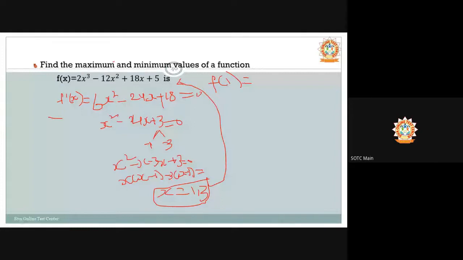So it will come 2 into 1 means 2, minus 12 plus 18 plus 5. So tell me what it is getting. 2 minus 12 plus 18 plus 5. What will come? 13. Right? Now substitute in the place of x as 3 and tell me what it is getting. 5. Yes, 5. Right?